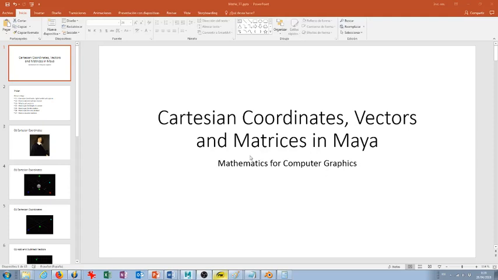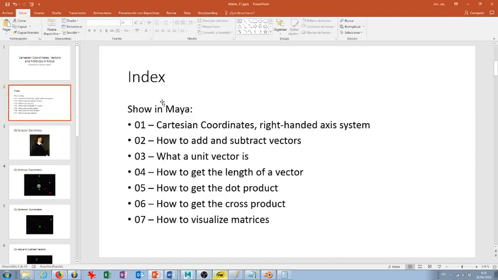Hi, in the following video I'm going to try to illustrate in Maya some mathematics concepts, namely vectors and matrices. More precisely, I will talk about the Cartesian coordinates and the right-handed axis system, how to add and subtract vectors, unit vectors, finding the length of a vector, dot product, cross product, and matrices.